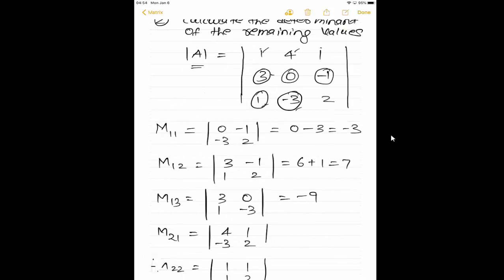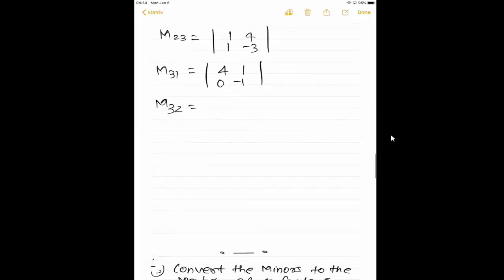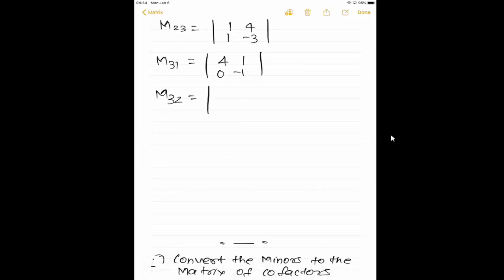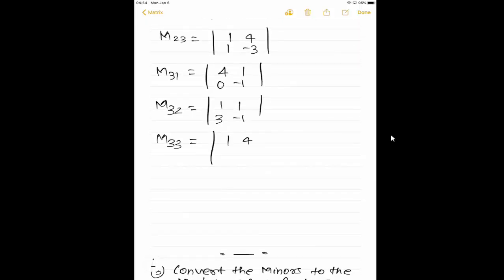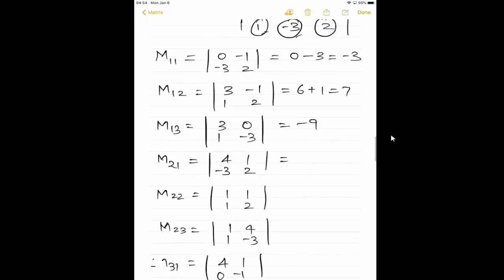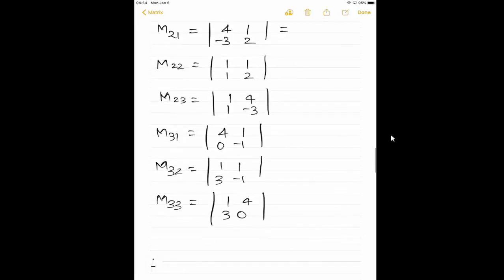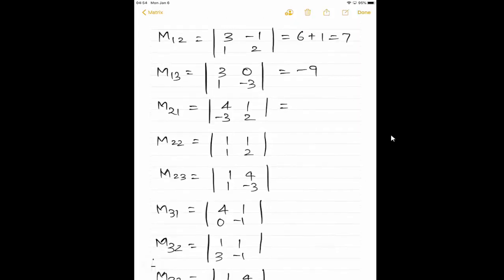Then M of third row second column, that is minus 3. The remaining values will be 1 1, 3 minus 1. This you have to write properly, if not you will get a wrong answer. And similarly, third row, third column, if you see for 2, the remaining values will be 1 4, 3 0. Double cross check once again and make sure all these determinants or submatrices are written properly. This is a very important step.